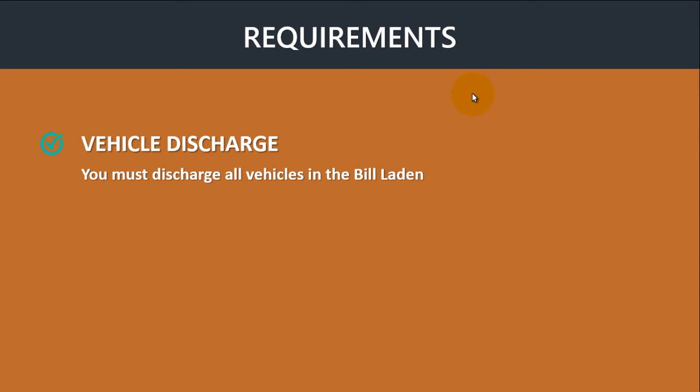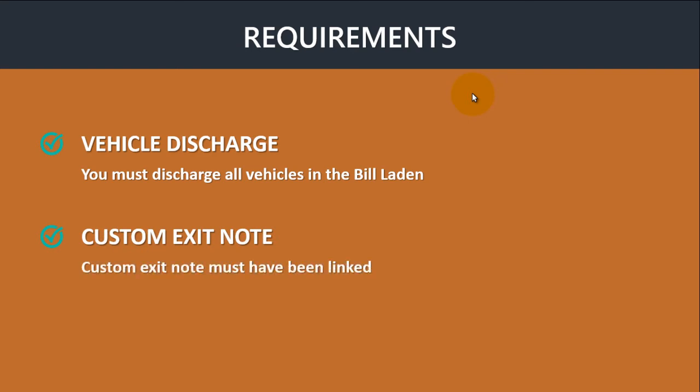The second condition is that the custom exit note must have been linked. Without the custom exit note, there is no way that you can release a particular container or vehicle from the terminal, because the custom exit note means that the custom has approved the release of the vehicle. So if you have not done the linking of the custom exit note, you must refer the customer to go and do the proper thing by linking the custom exit note.